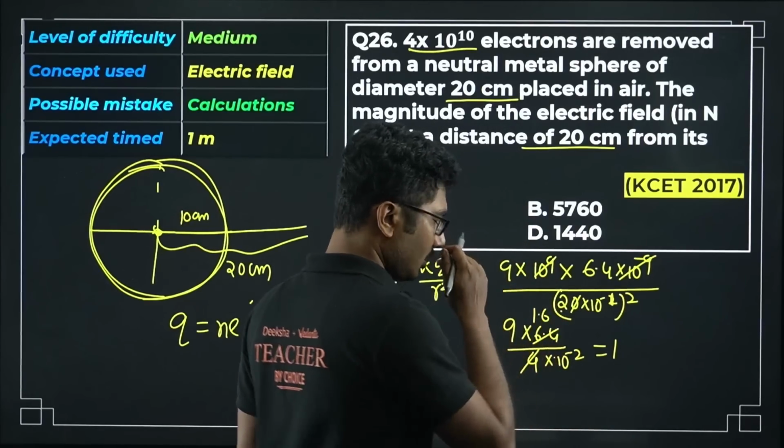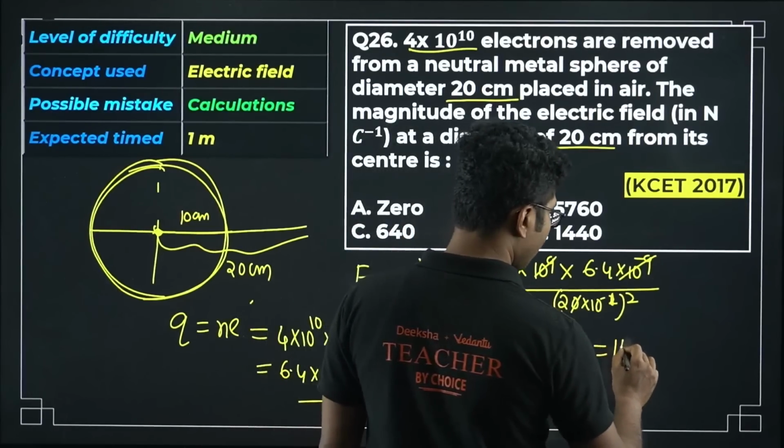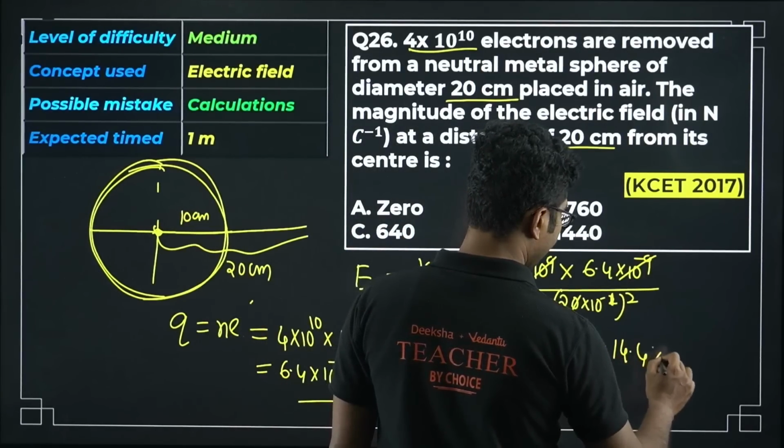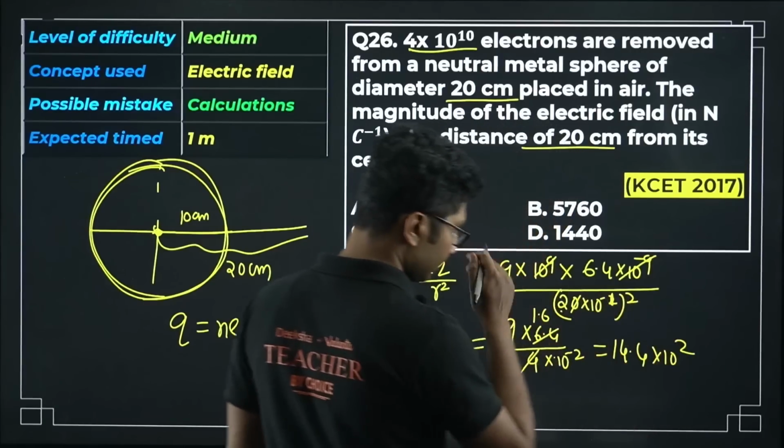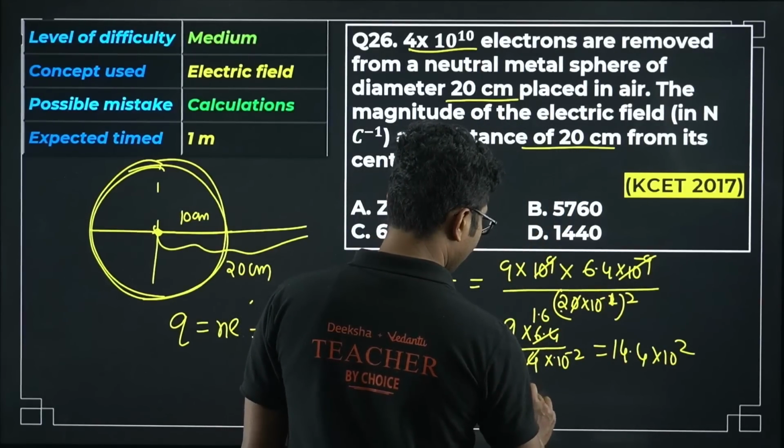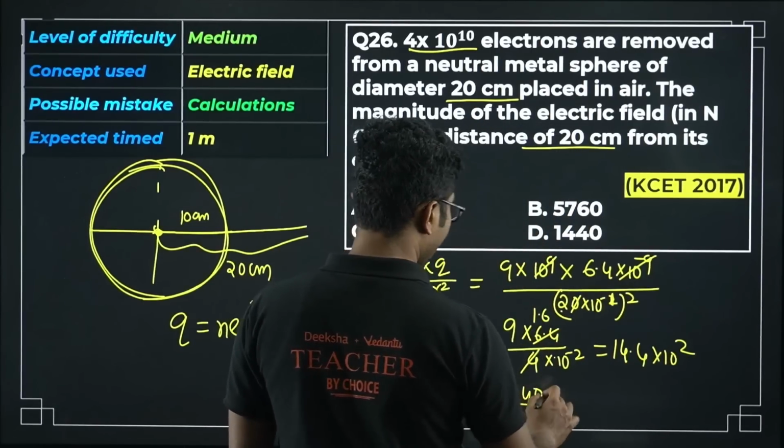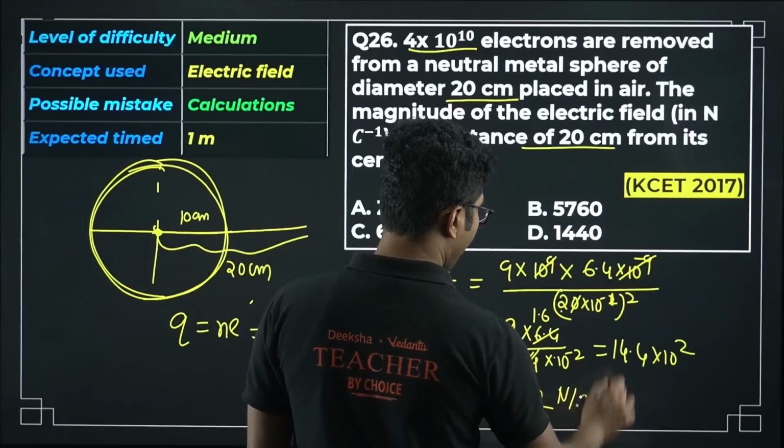So 1.6 will be 9 plus 5.4, which is 14.4, into 10 to the power of 2. So it will be 1440. Okay, 1440 Newton per Coulomb.